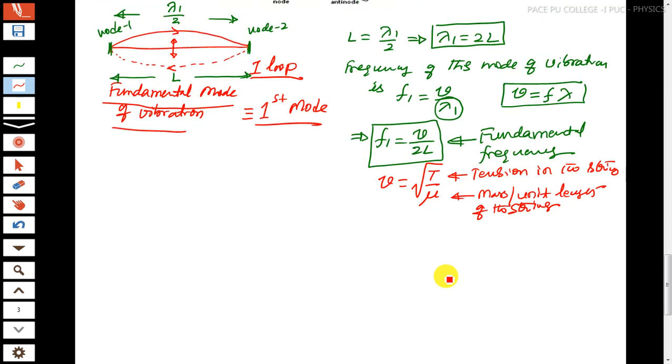Let me describe the second mode of vibration. In the second mode of vibration, see what happens. The same wire, when it is plucked somewhere here, the wave forms like this. This is the transmitted wave. When it reflects back from this end, it may go like this, and you may see the formation of two loops.